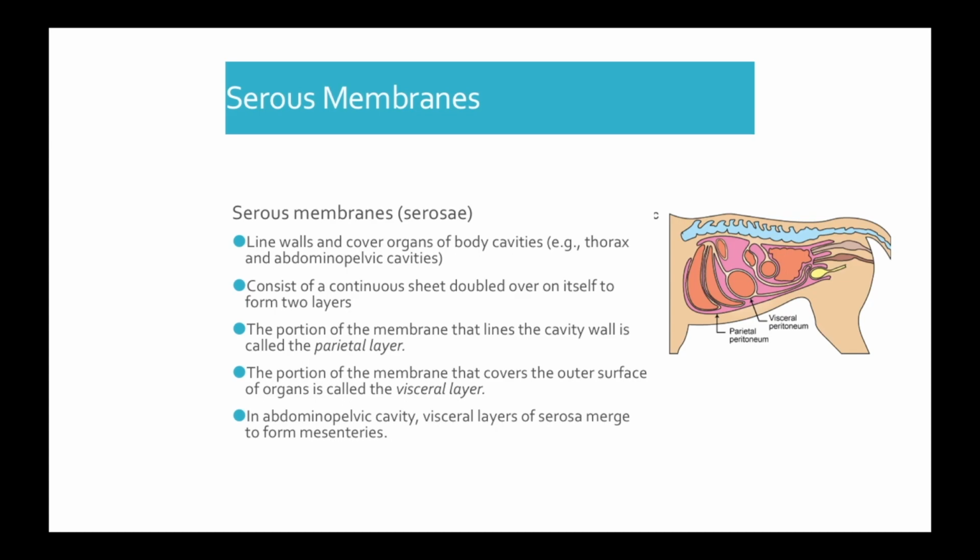We'll talk about this a lot when we start looking at the pericardium and other layers of tissue and of organs in general. In the abdominal pelvic cavity, visceral layers of serosa merge to form the mesenteries, and the mesenteries we'll look at when we talk about the gastrointestinal system, because it's the mesenteries that keep the organs organized within the abdominal cavity.